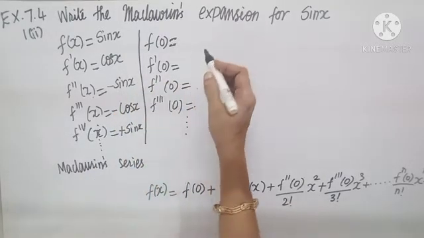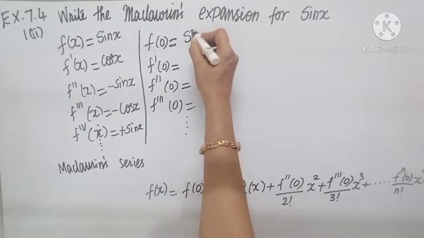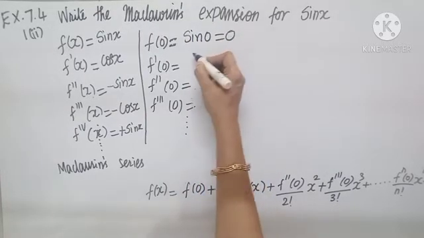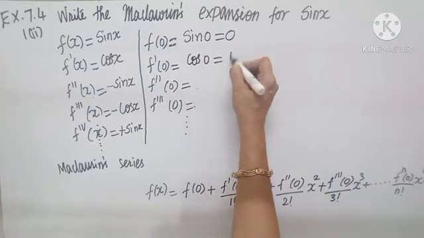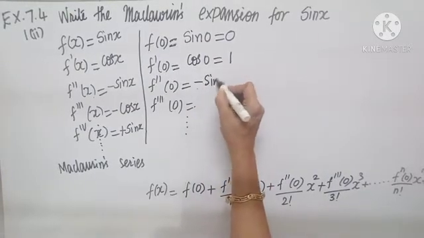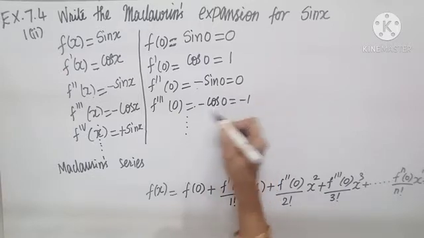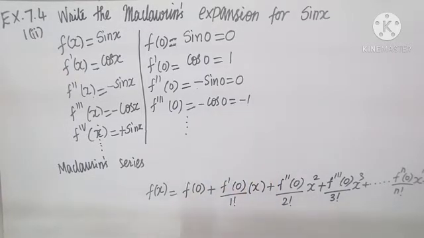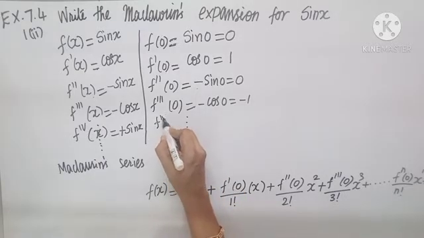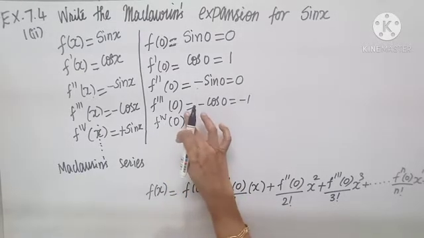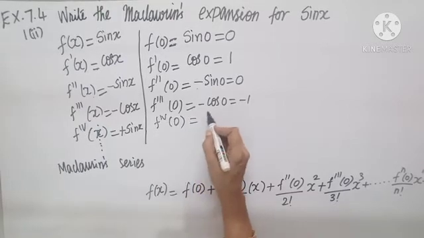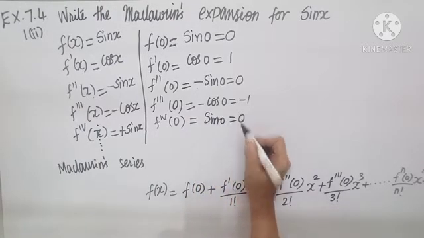Wherever x is coming, put 0. Sin 0, 0. Remember the values. Cos 0, 1. Minus sin 0, 0. Minus cos 0, minus 1. And so on it goes. Substitute the values. The fourth derivative again, it is sin 0, that is also 0.